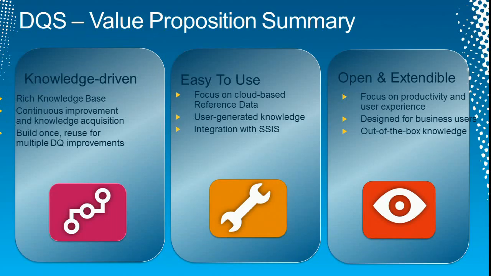So the value proposition for data quality services is knowledge-driven, based on a rich knowledge base, based on a continuous improvement. The more data it sees, the smarter it becomes. The more data you teach it, the smarter it becomes. And you build that knowledge base once, and then you reuse it for a variety of data quality improvements. As you've seen, I've been using the same knowledge base for different projects, different sources, different data. It's very easy to use. You can generate knowledge. You can integrate with SSIS. You can use cloud-based reference data services, and obviously this is shifted around.